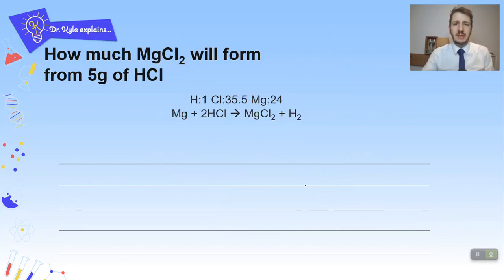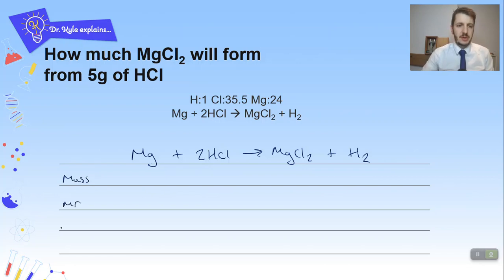Okay, so how much magnesium chloride will form from 5 grams of HCl? So first thing we do then, magnesium plus 2 HCl goes to magnesium chloride plus H2. Mass, MR, moles. Right, how much magnesium chloride, so that's that one, will form from 5 grams of HCl, so that's this one. We're going to assume, because it doesn't give us any more information, that this one is in excess, and then we can work out our MRs.